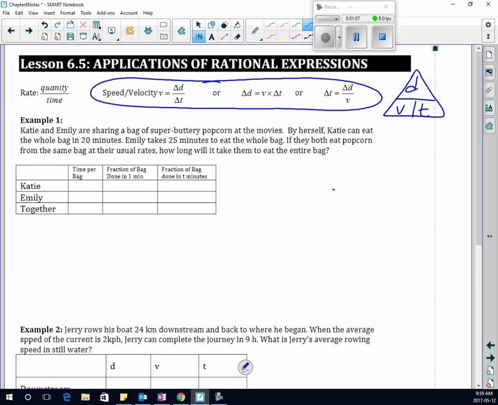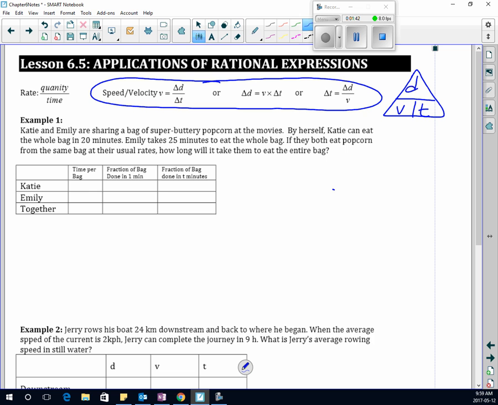Katie and Emily are sharing a bag of super buttery popcorn at the movies. By herself, Katie can eat the whole bag in 20 minutes. Emily takes 25 minutes to eat the whole bag. If they both eat popcorn from the same bag at their usual rates, how long will it take for them to eat the entire bag? You did something wrong if it takes longer than one person can eat a bag by themselves. So you better get an answer under 20 minutes, because that's what Katie can eat it in.